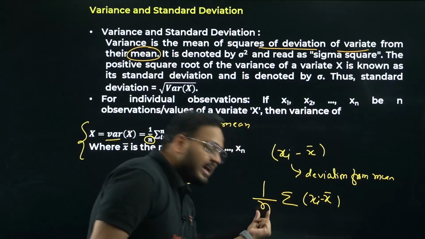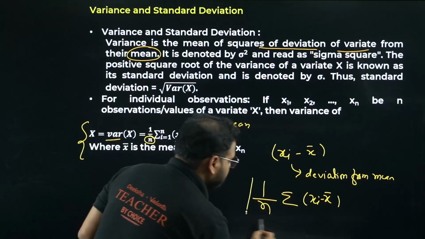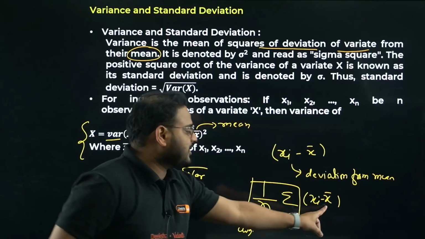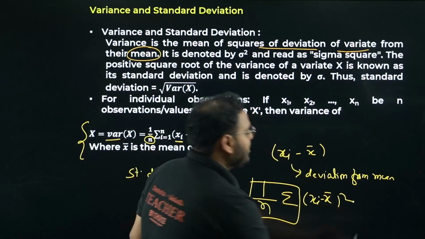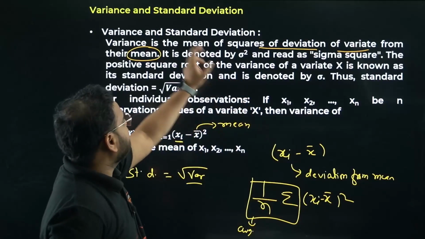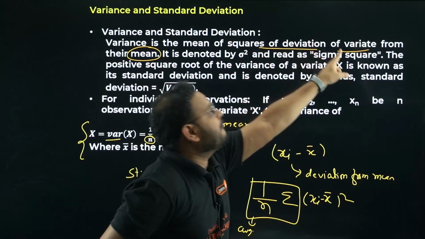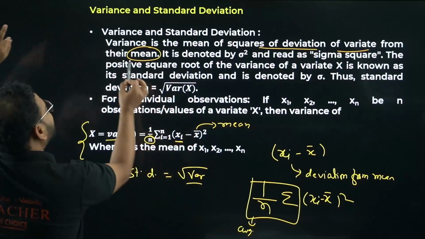This summation by n represents average, and this represents the deviation, of course the square of the deviation. That's how you read the statement: mean means average of the squares of the deviation of a variate from their mean.